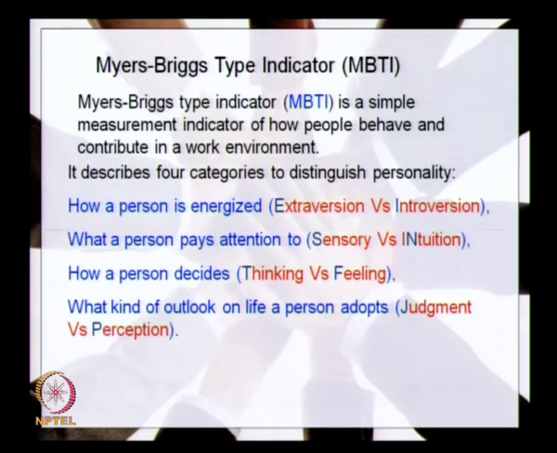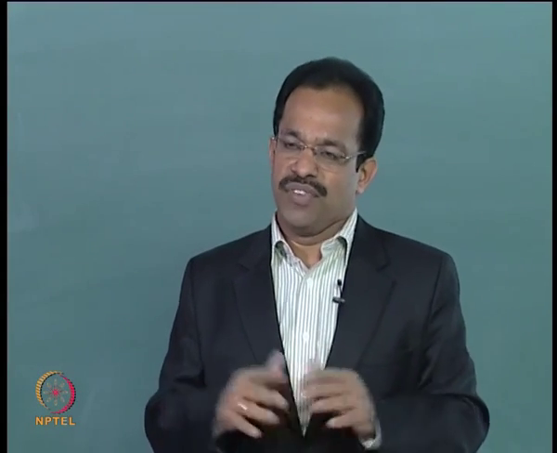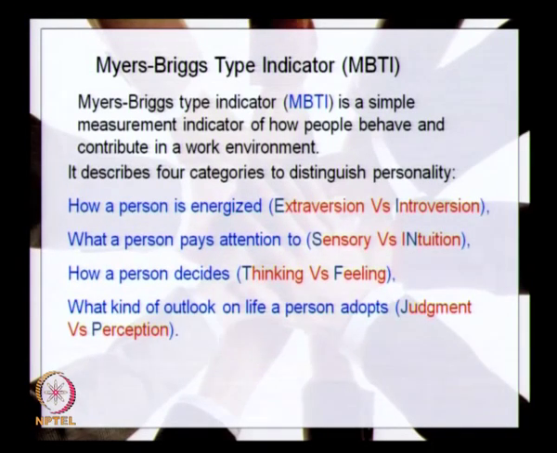Then how a person decides, so how the person will take a decision, on what basis he will take a decision. That is thinking versus feeling. Those who are thinking will think about the outcomes and other aspects and then take a decision. Others will go more on feeling, what will happen to other people, whether I should do this because others will get hurt or something like that. So those are feeling people. And what kind of outlook on life a person adopts, that is judgment versus perception. This also I will explain, what is judgment and what is perception.